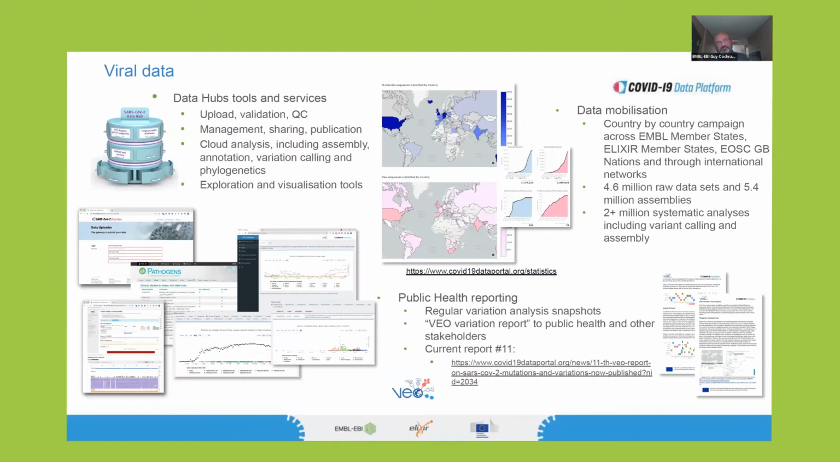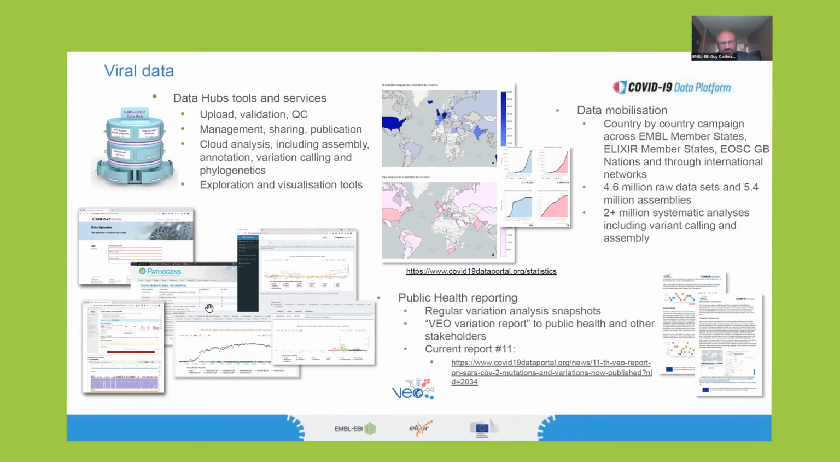So the first component is there for people who are working with viral sequence data. This is one of the major components, what we call a SARS-CoV-2 data hub. And a data hub is really a toolbox for those working with viral sequence data in some way. So it allows people to upload and to validate and to QC their data, to share, to publish their data. It's linked to cloud compute capacity with different workflows around assembly and variation calling and so on. And then there's a host of different exploration and visualization tools so that people can interpret the data.